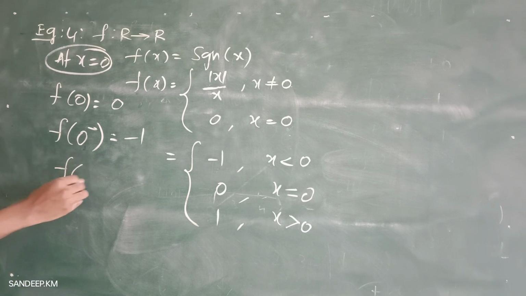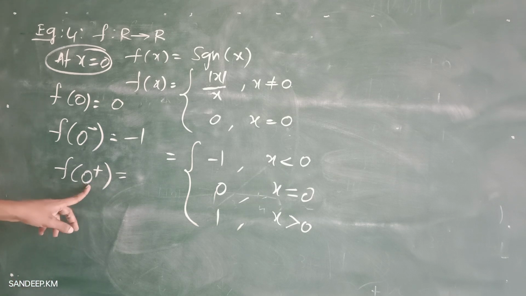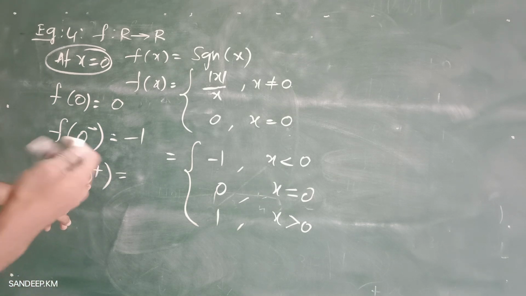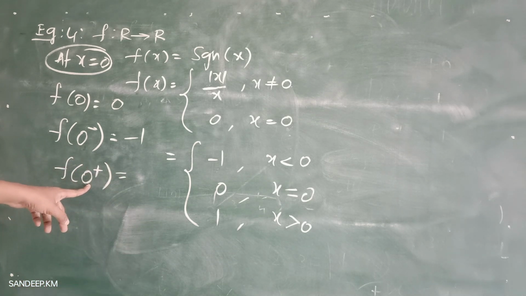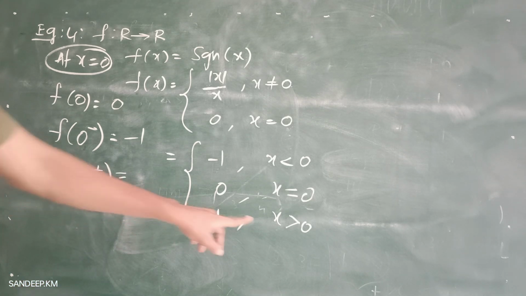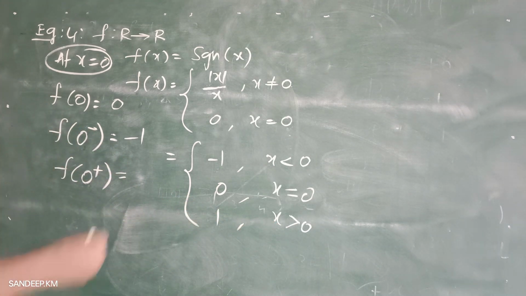Similarly, what is the right hand limit? We can also write the right hand limit as f of 0 plus, correct or not? This says that the input is 0 plus something, which means just more than 0. When the input is just more than 0, it is a positive number, right? Your input is positive, so the output will be plus 1.